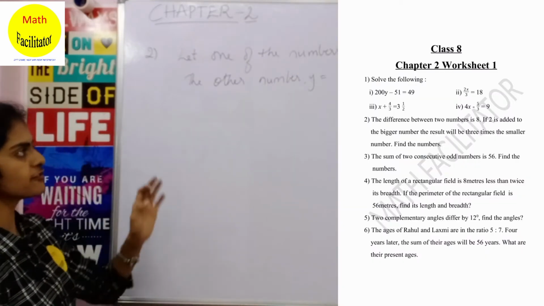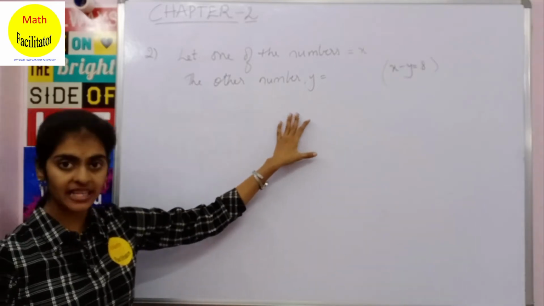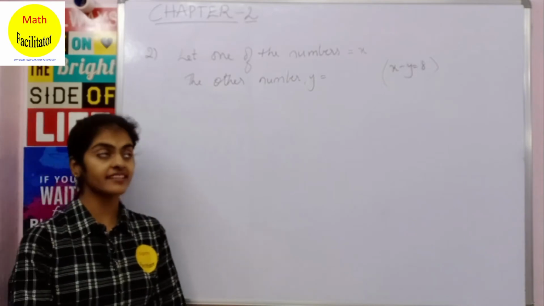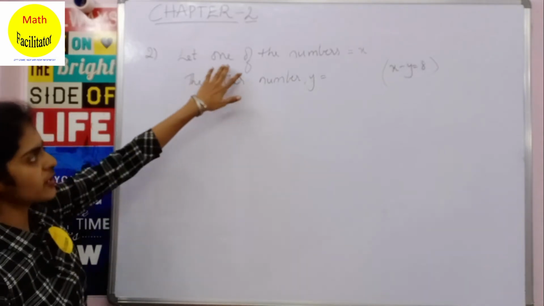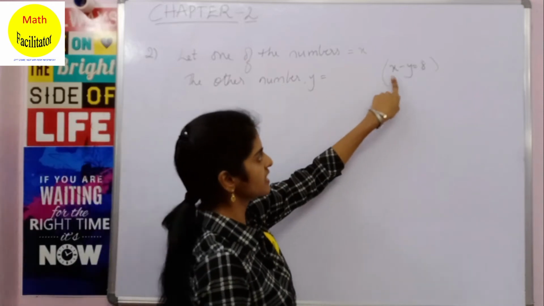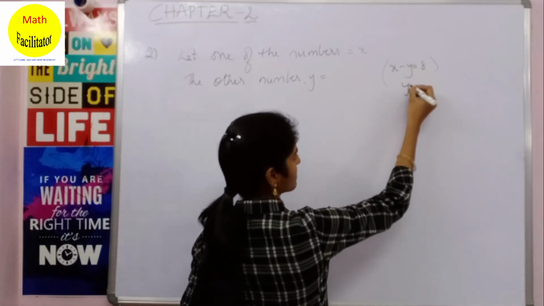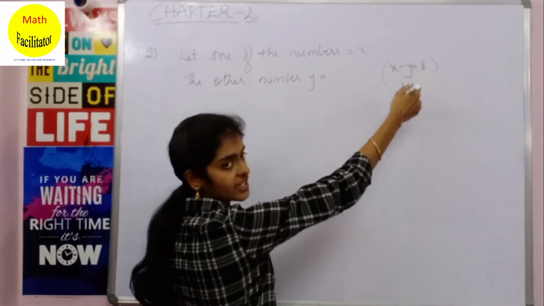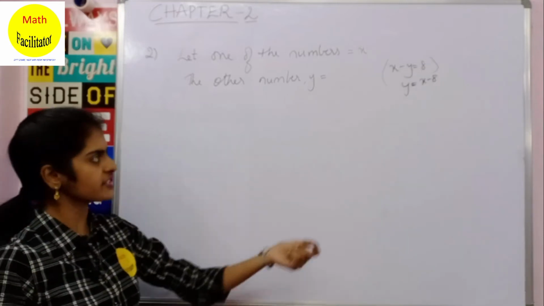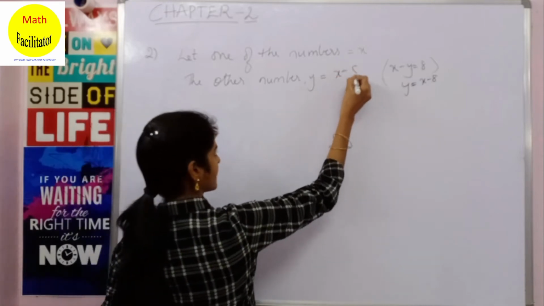If the difference of two numbers is 8, and if 2 is added to the bigger number, then it is thrice the smaller number. Clear? So you have to find the numbers. Now let one of the numbers be x. Now the other number, how will you get? The difference of these two numbers is 8. So what is y? Y is nothing but x minus 8. If you subtract 8 from x, you will get y. So y is x minus 8.